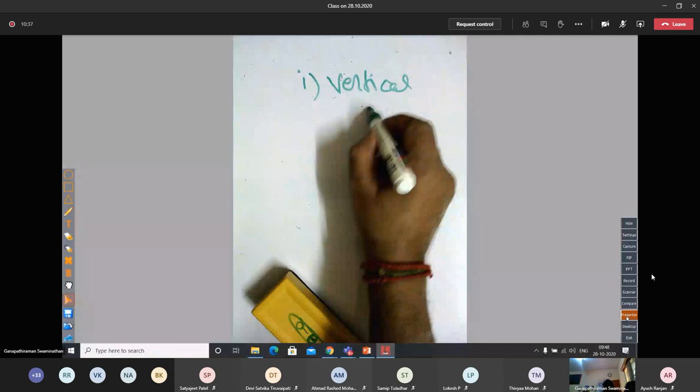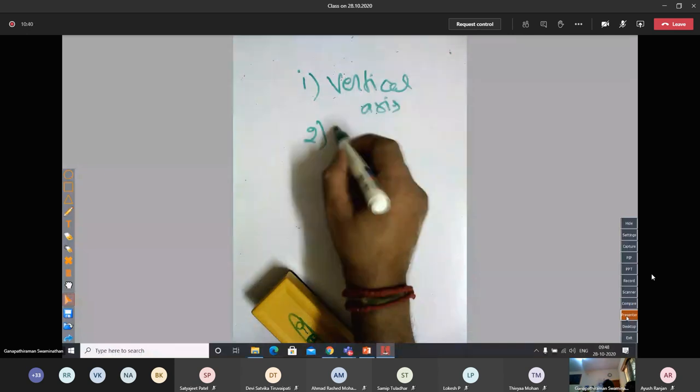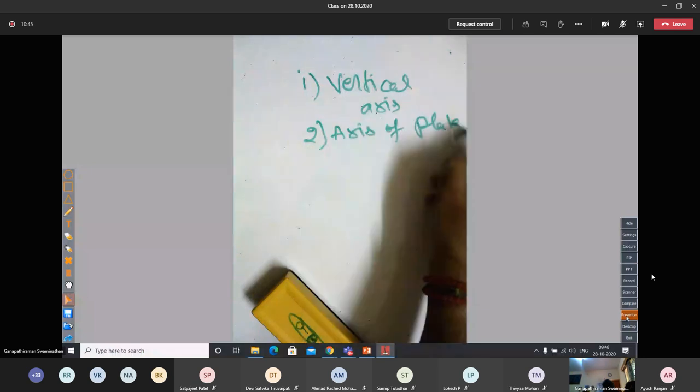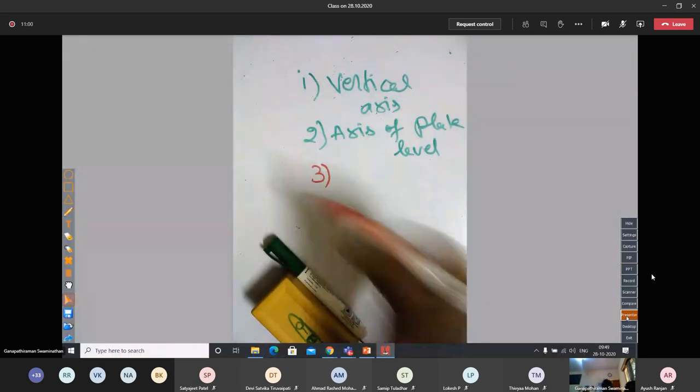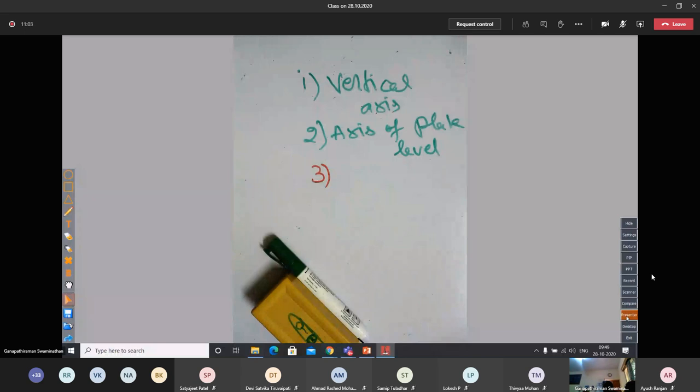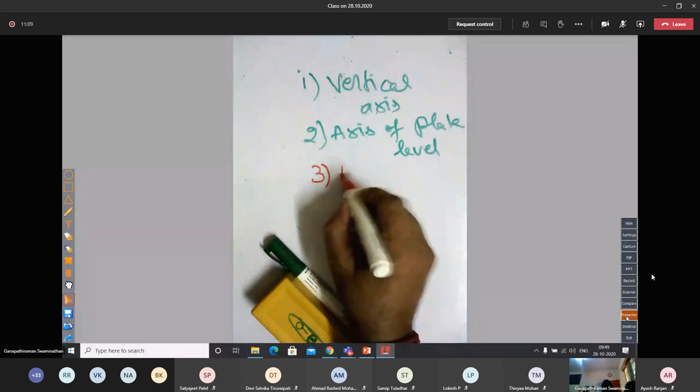What is this adjustment? You have a vertical axis. Then the axis of plate level. Axis of plate level. Then what is the third one? Horizontal axis. Okay, very good.